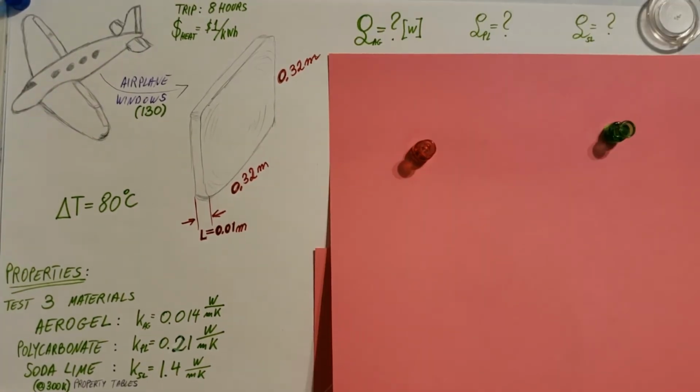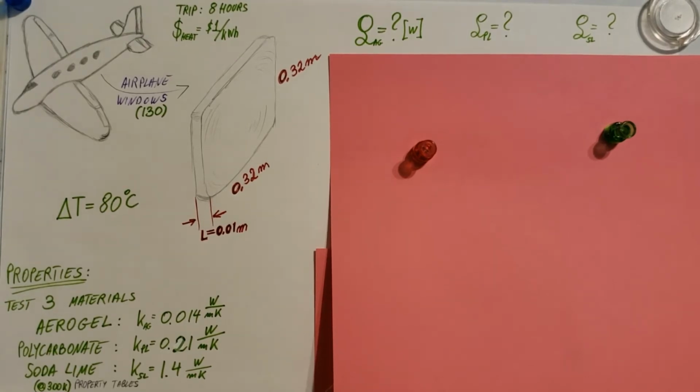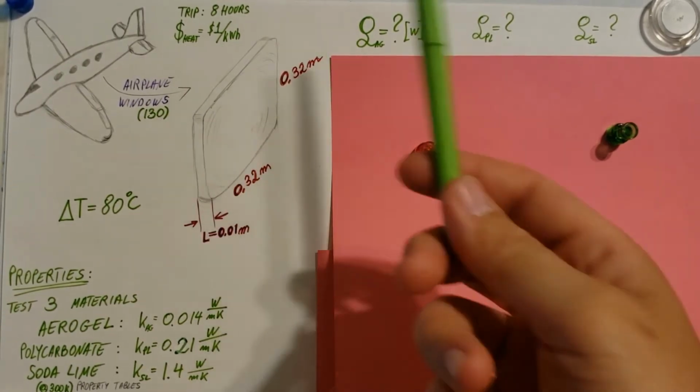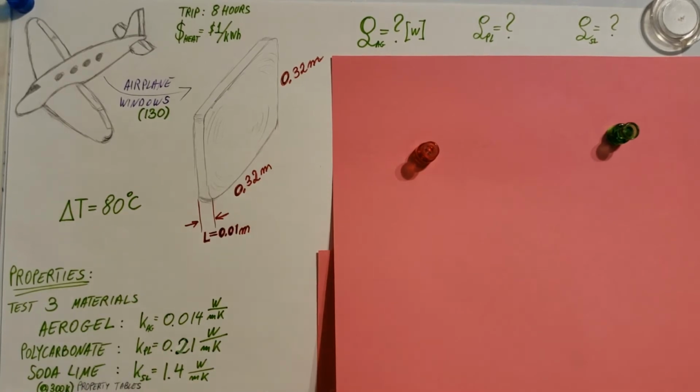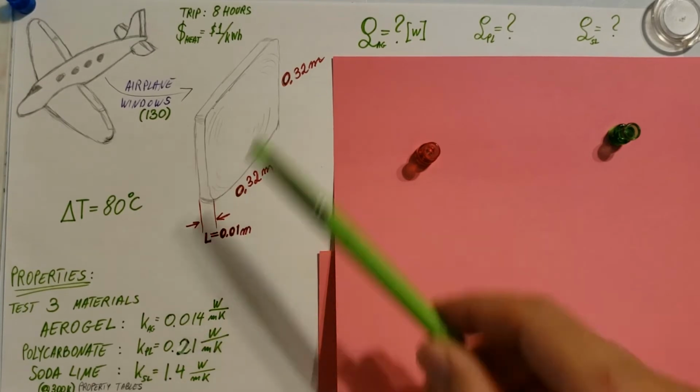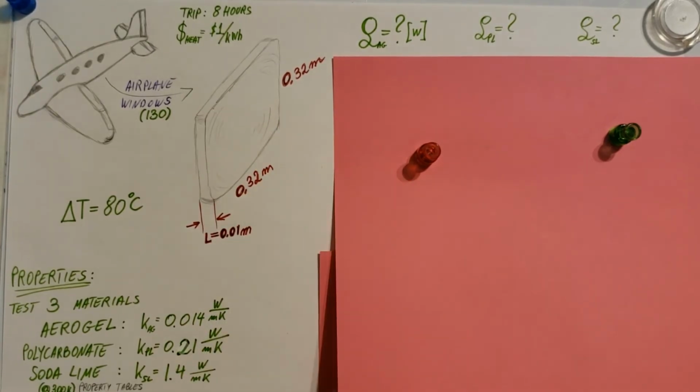This is actually a very common situation where you're manufacturing something and your boss asks you, hey, what should I make this whatever thingy out of? Here are three materials you can choose from. Tell me which one's the best. Okay, so here we have these three. Let's see which one would cost less to operate. And here, to operate means how much heat loss we would have, right?